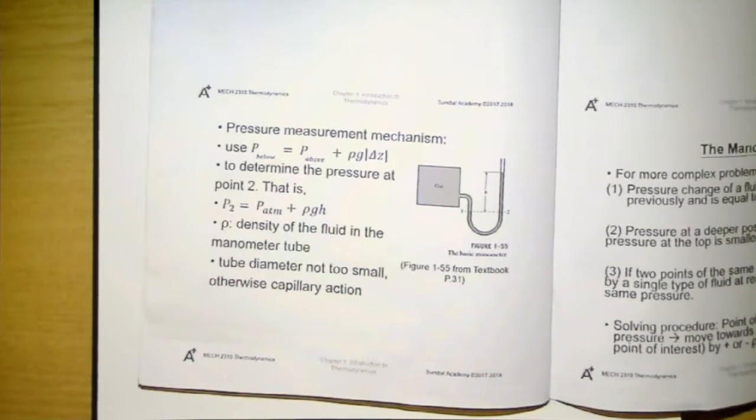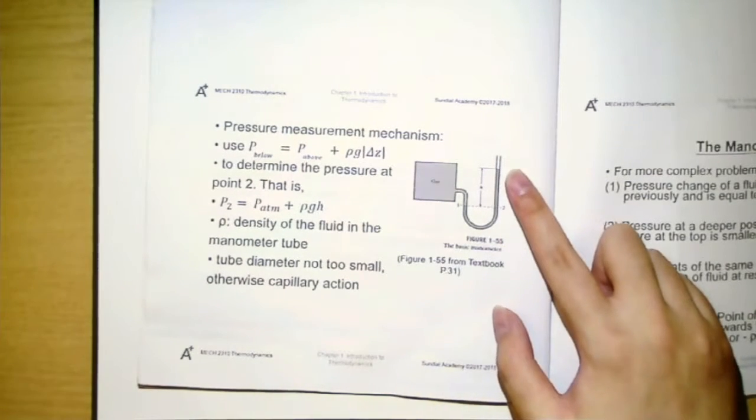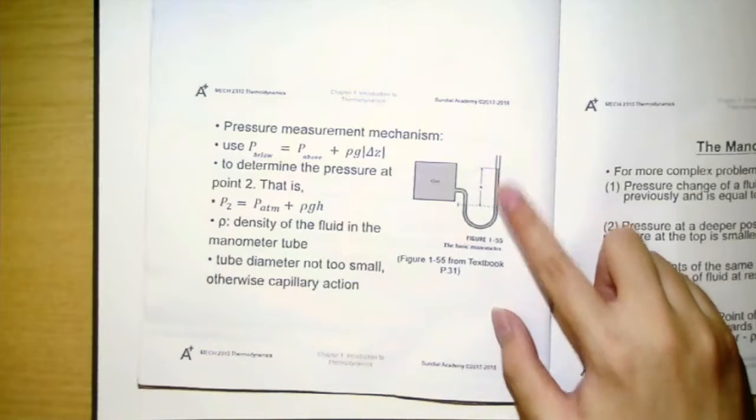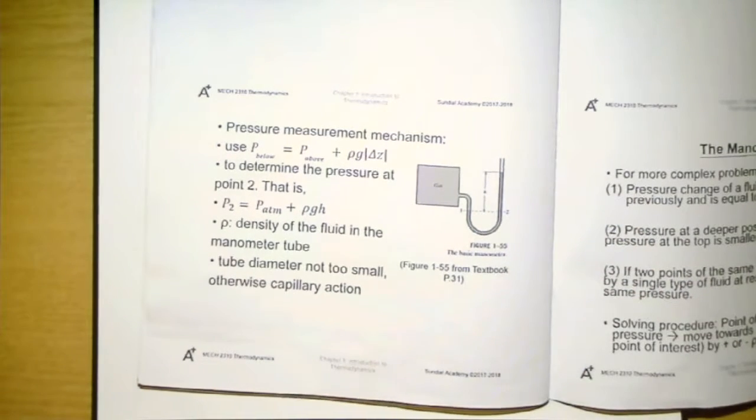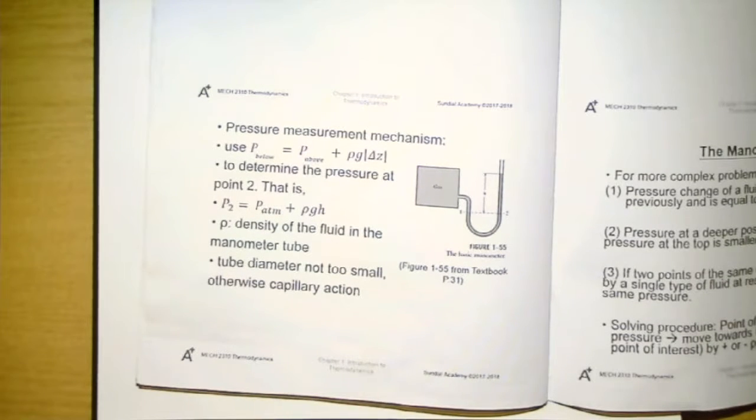As the fluid column at the right is exposed to the atmosphere, and the whole system is in static equilibrium, we can use what we have got before, that is P below equals P above plus rho g delta z absolute, to determine the pressure at point 2. So the pressure at point 2 equals P_atm plus rho g h, as you move downward to position 2 from this free surface, where rho is the density of the fluid in the manometer tube.